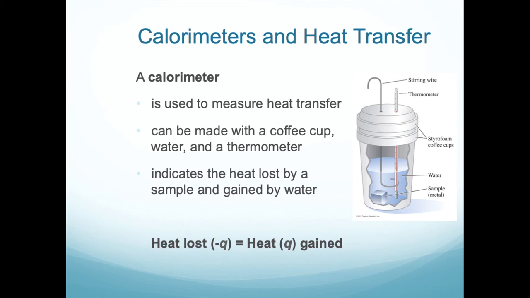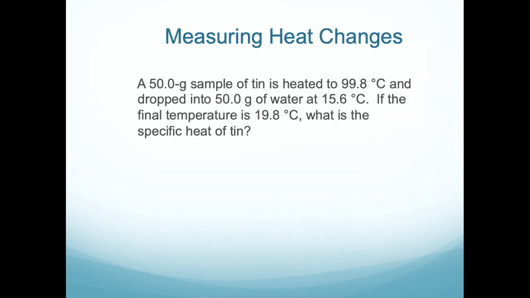Why don't we try a problem where we take a hot object, drop it in water in our calorimeter, and figure out information about that object. So we have a 50-gram sample of tin, and it starts off at 99.8 degrees Celsius. It's dropped into 50 grams of water at 15.6 degrees Celsius. If the final temperature of both the tin and water is 19.8 degrees Celsius, what is the specific heat of the tin? So think about what this question is giving you.